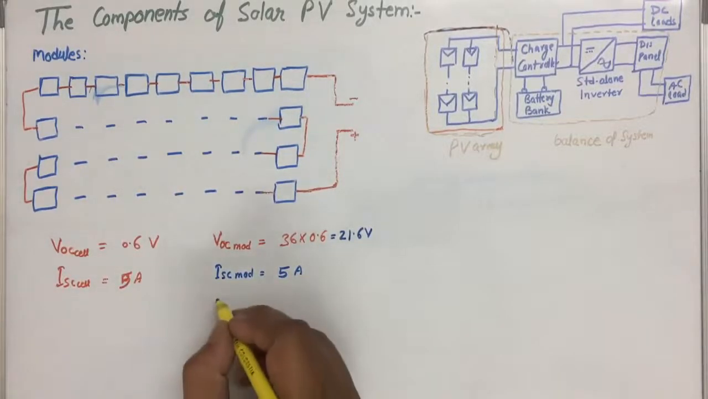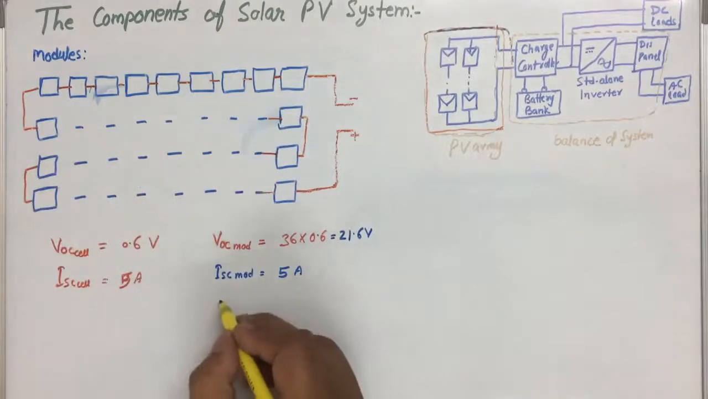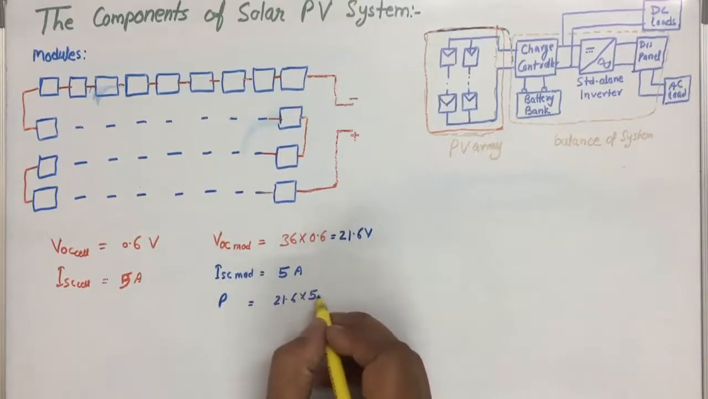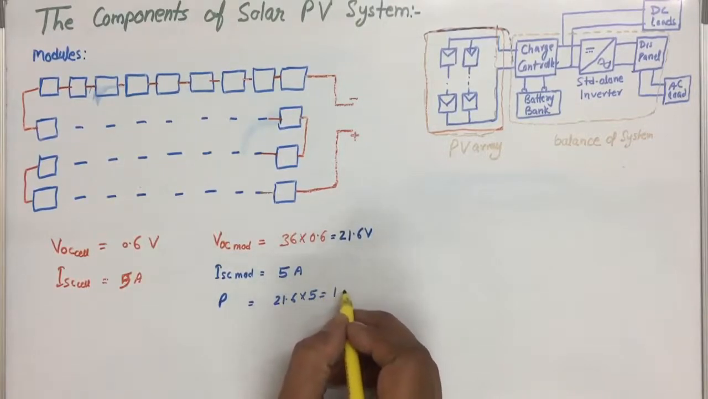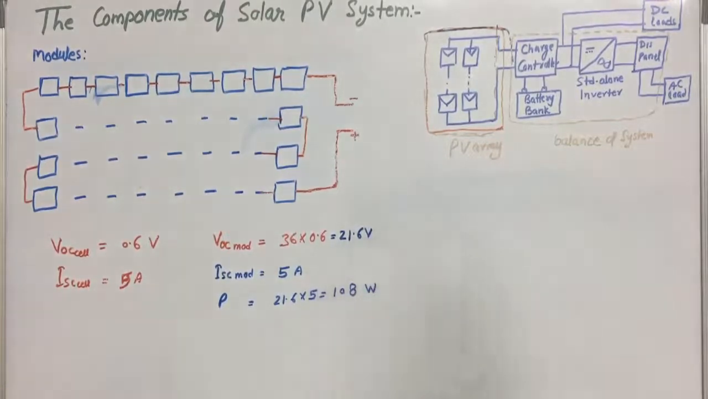And from here, if we try to find the wattage of this module, then that will be VI, that is 21.6 into 5, that will be 108 watt. Okay. So this is the power rating of this module.